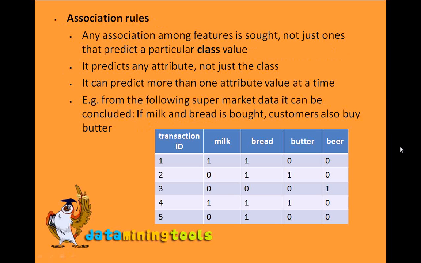Moving ahead, the next type of learning we have is association. In association, any association among features is sought, not just the ones that predict a particular class value. Therefore, here we can predict any attribute and not just a class. It can also predict more than one attribute at a time. For example, in the table given below, we have found that there is a strong association which says that whenever milk and bread are bought, the customer also buys butter.